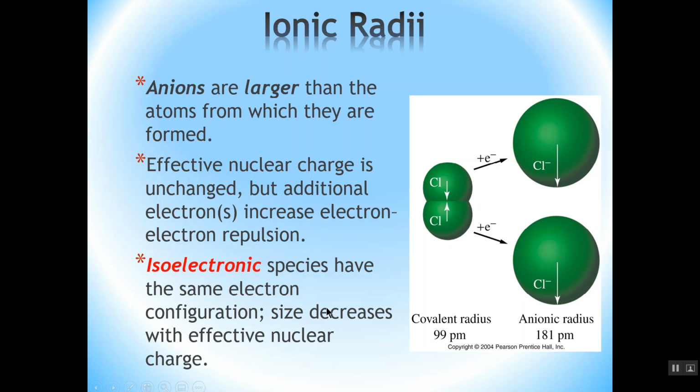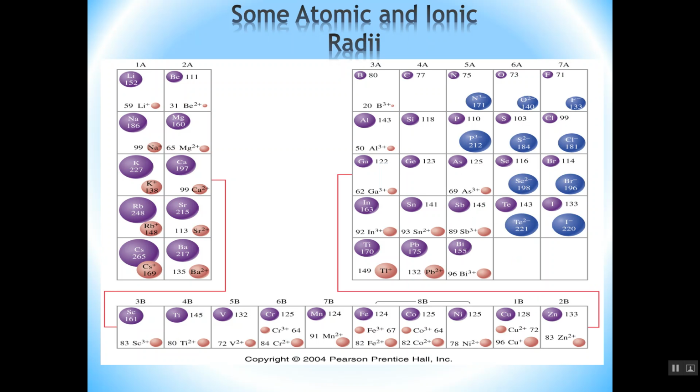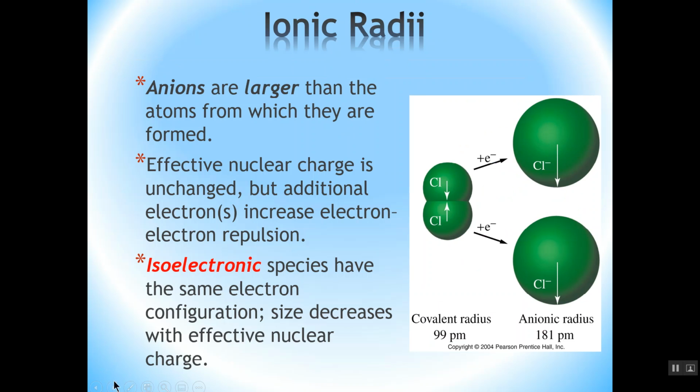Okay, so back to the discussion of isoelectronic species. As I was saying, if we're comparing two species that are isoelectronic, what we're saying is that they have the same number of electrons. Let me try to squeeze an example or two up here.